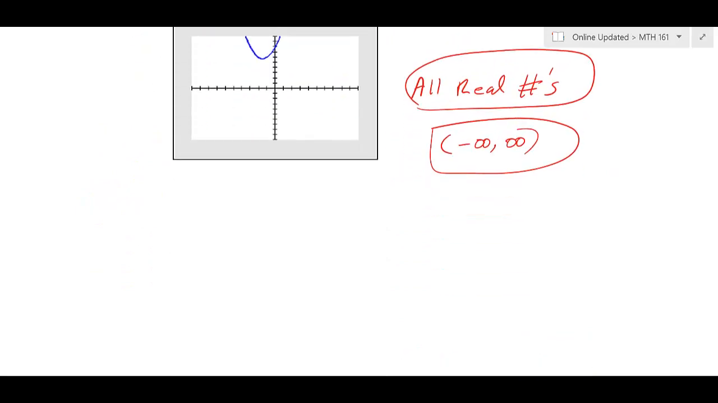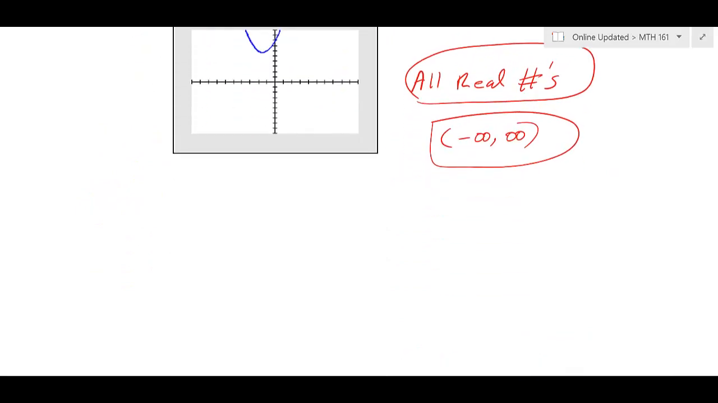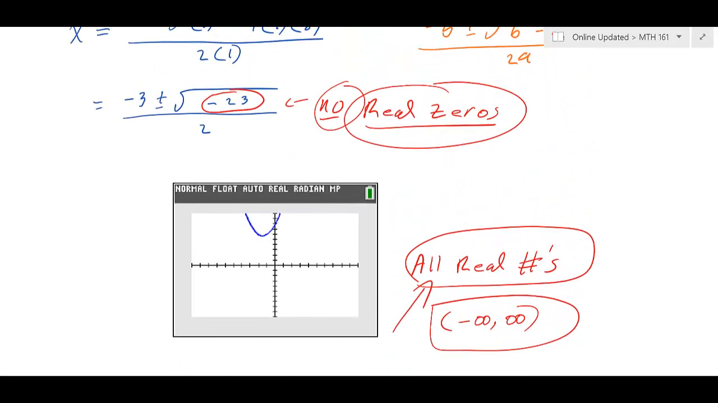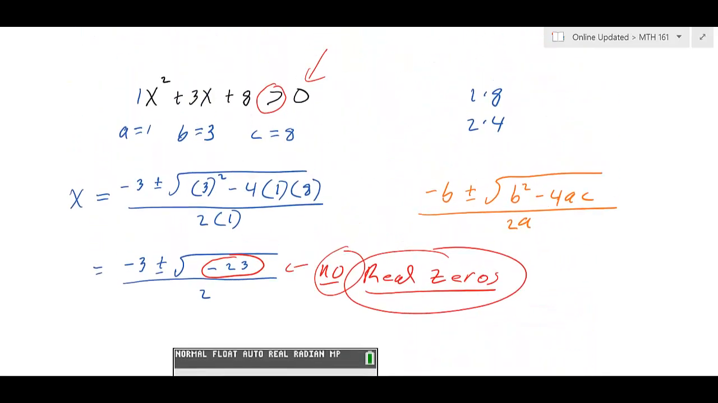And graphically, to represent the solution, if we looked at the number line, then that means we would shade in the entire number line because the solution, once again, is all real numbers. So here's the example where any value of x is going to make this polynomial true.